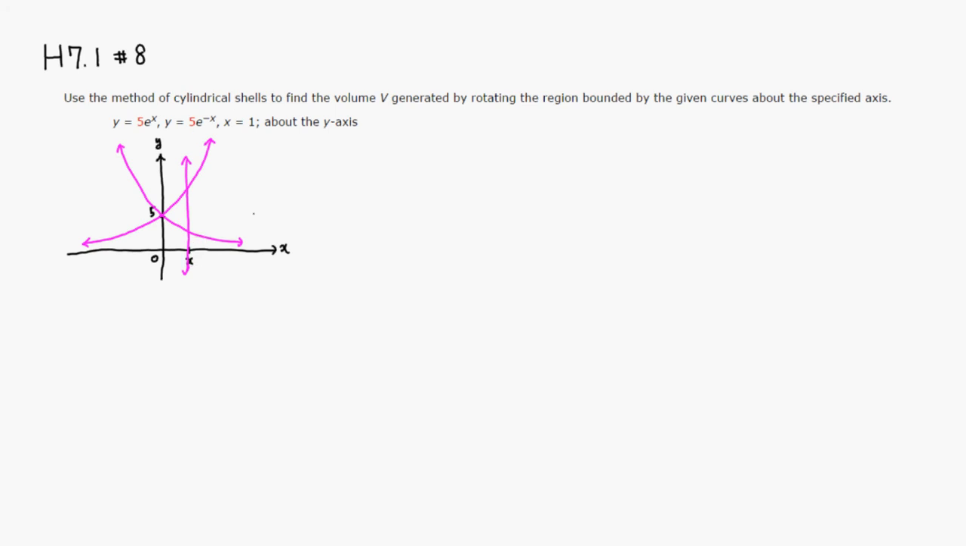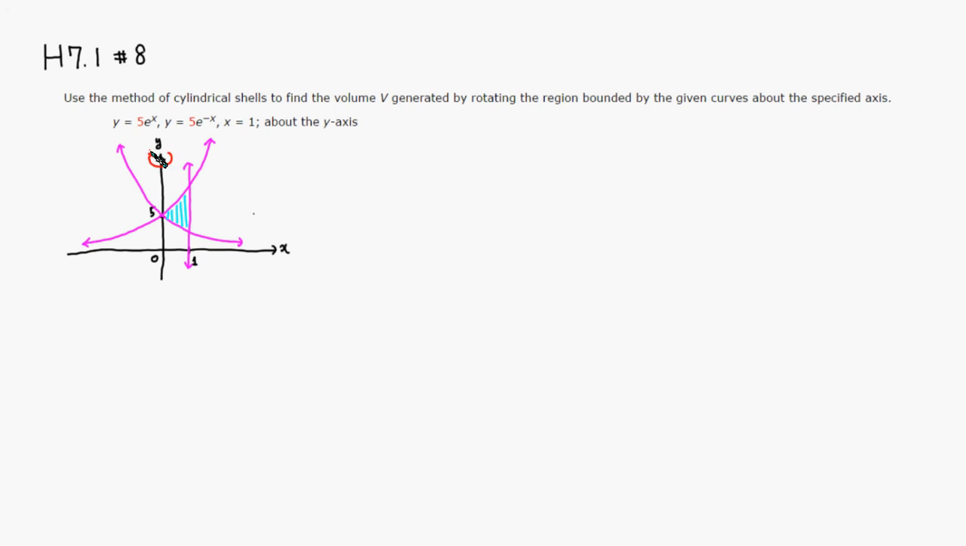I'm going to clean up a little bit. Here is 1, and then you have a vertical line there. So we have a region right here, and we're going to rotate it about the y-axis.